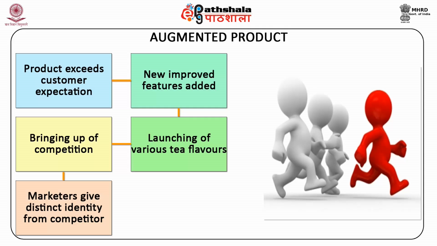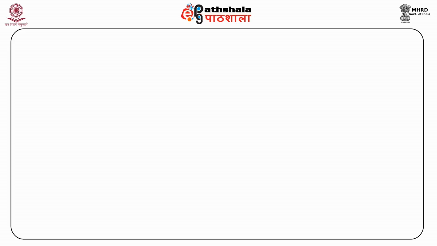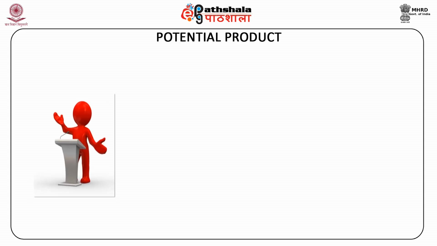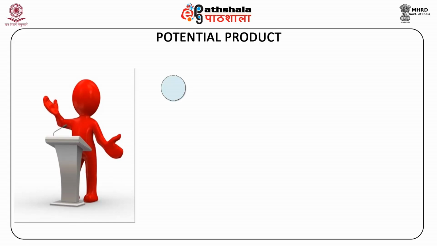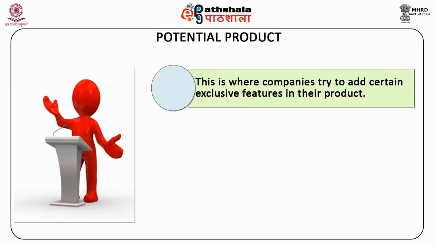people value. The last level is level 5, that is potential product. At the fifth level stands the potential product. This is where companies try to add certain exclusive features in their product. They search for new, innovative, and creative ways to satisfy customers and give their product a distinct identity from that of the competitor.